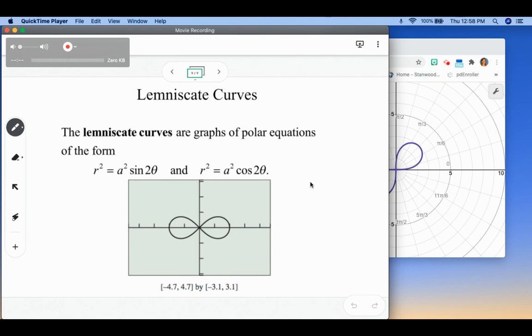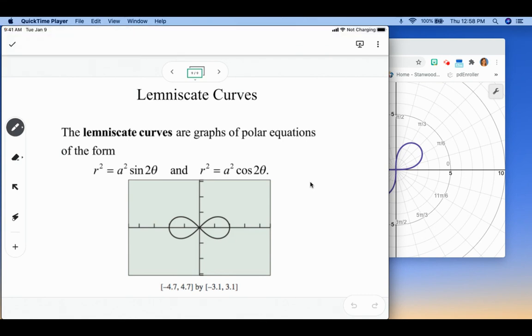So again, this lesson is just to get you familiar with different possibilities of polar equations and their graphs. We're not going super in depth into the process of graphing these or anything like that. So if you have any questions, let me know.